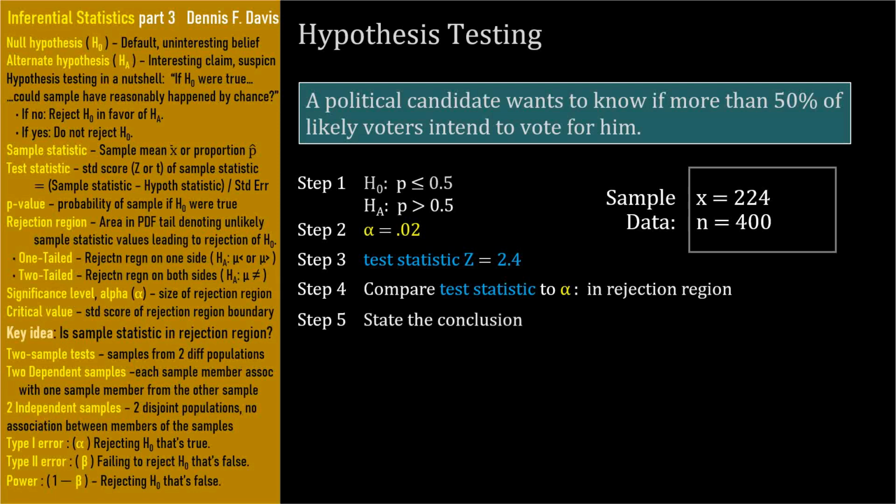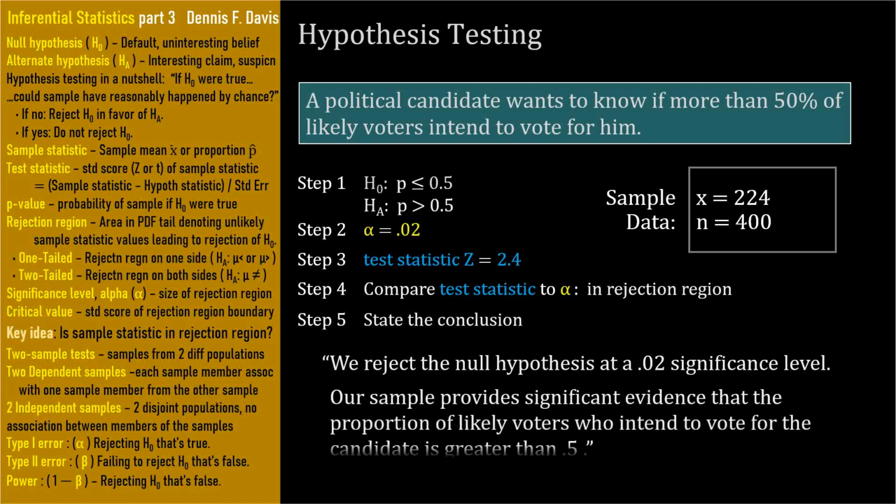In video 2, the statement of our confidence intervals followed a pattern and included several key components. The same is true with hypothesis test conclusions. For the first example, with the political poll, we rejected H0. Here's a good summary of our findings. We reject the null hypothesis at a 0.02 significance level. Our sample provides significant evidence that the proportion of likely voters who intend to vote for the candidate is greater than 0.5.